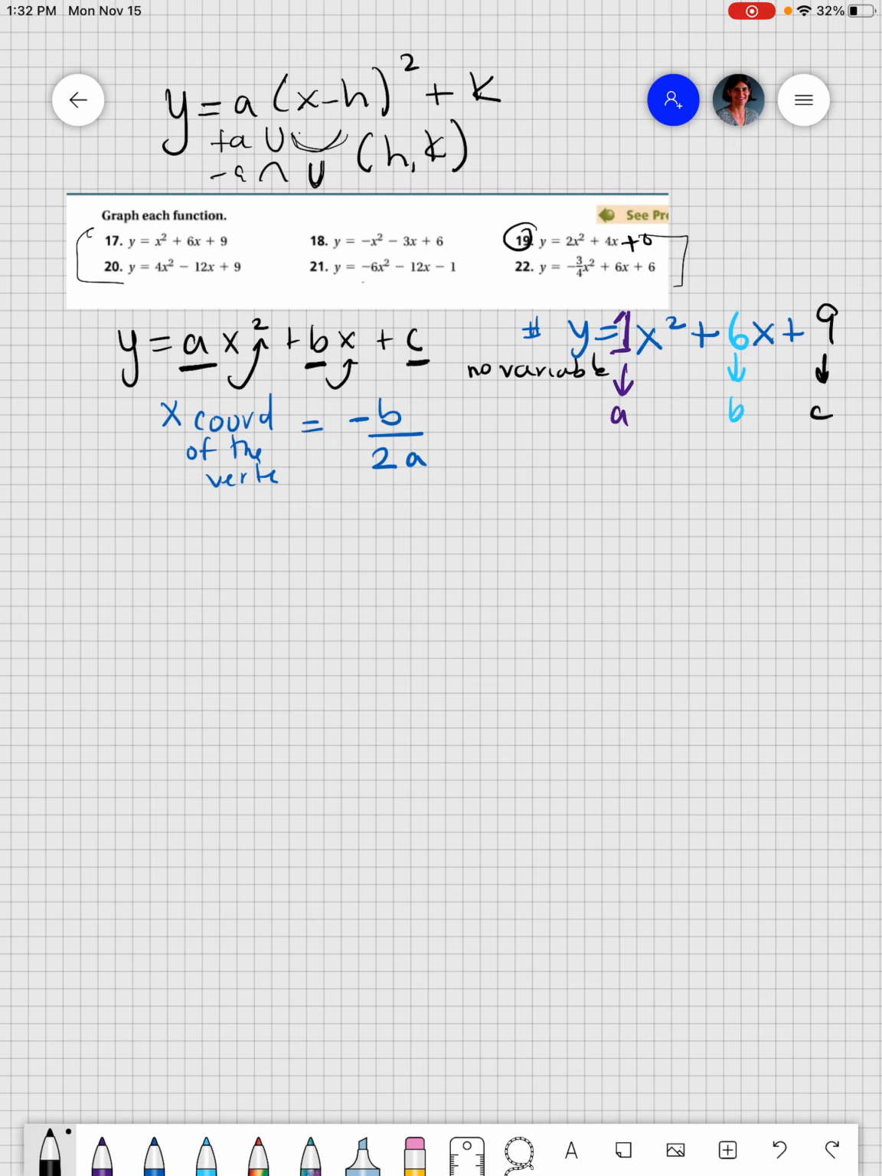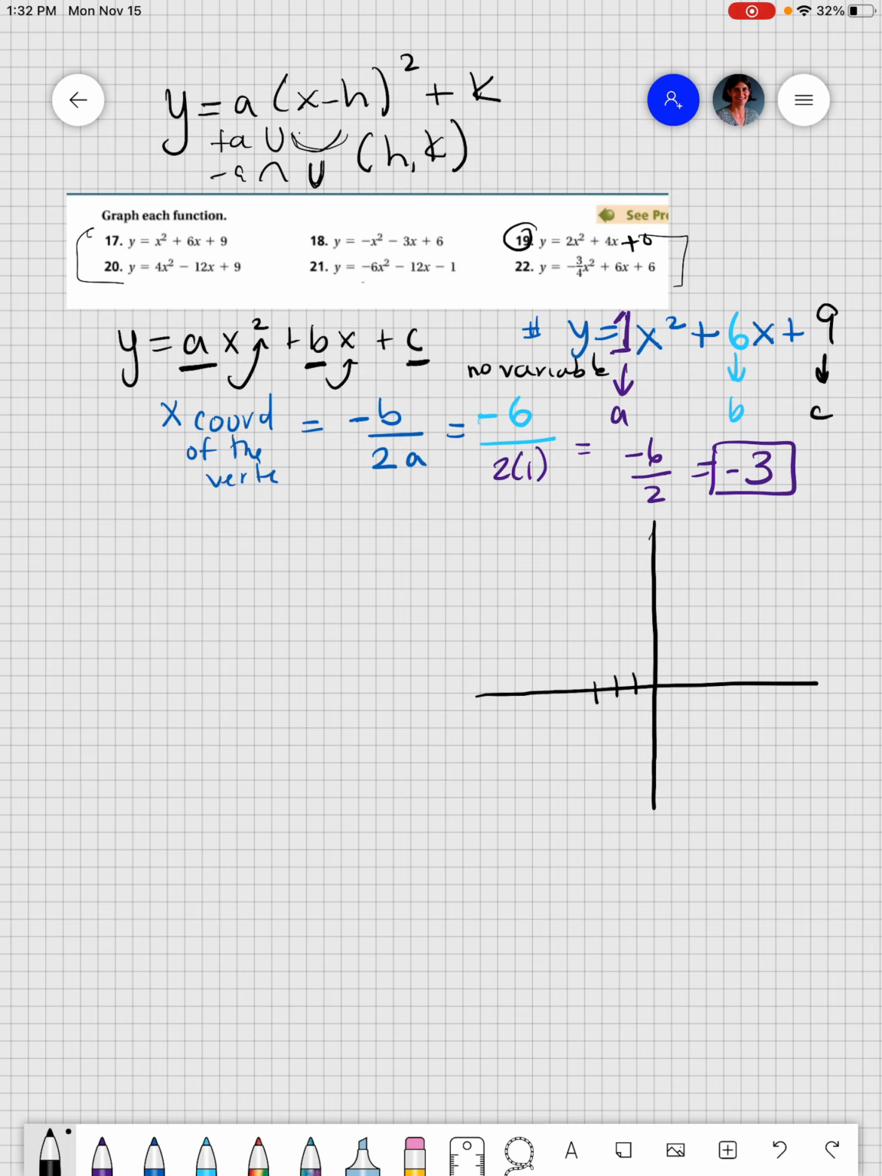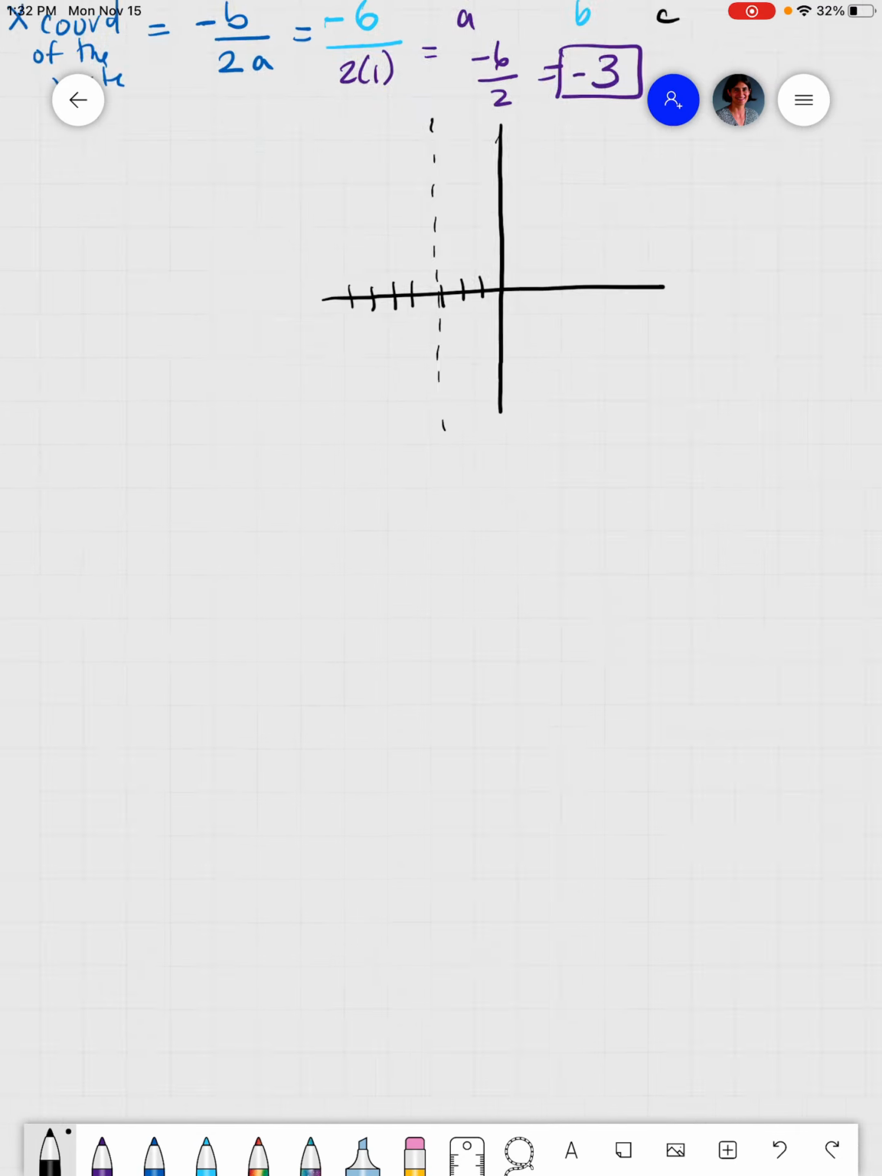So now we can find the x-coordinate of the vertex. This is going to be the negative value of b. Since this is positive, I'm going to keep that negative, and then 2 times a, so 2 times that a of 1. So we have negative 6 divided by 2 equals negative 3. What is that telling us? If we do a little grid here, where x is negative 3, that's where our axis of symmetry is, and our vertex is someplace here, right? It's someplace, but we don't know where yet.